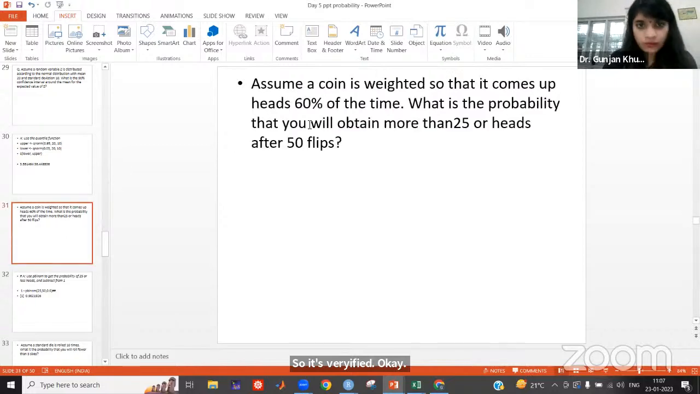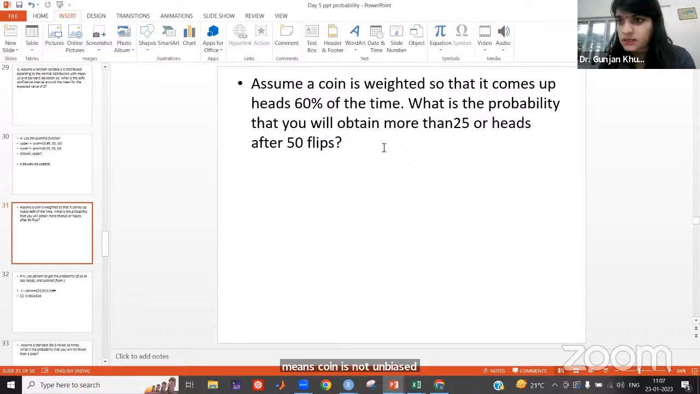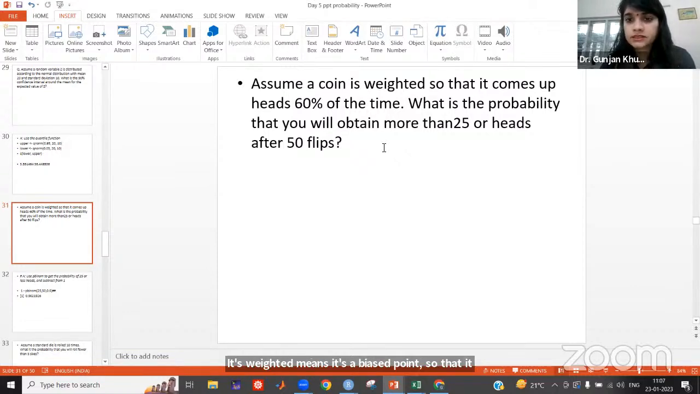Now we were on binomial. So try to do this question. Assume a coin is weighted. Means the coin is not unbiased, right? It's weighted, means it's a biased coin, so that it comes up head 60% of the time. Meaning the probability of head is 60 by 100. That's 3 by 5.